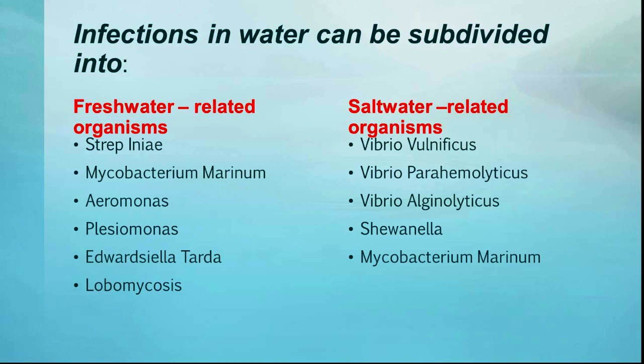So I thought that I'd just simplify them into freshwater and saltwater. The freshwater includes Streptococcus iniae, which is a bacteria, Mycobacterium marinum, Aeromonas, Plesiomonas, Edwardsiella tarda, and Lobomycosis. In the saltwater, you can also get Mycobacterium marinum from saltwater exposure, but basically all the Vibrios, and Shewanella, which we'll talk about.